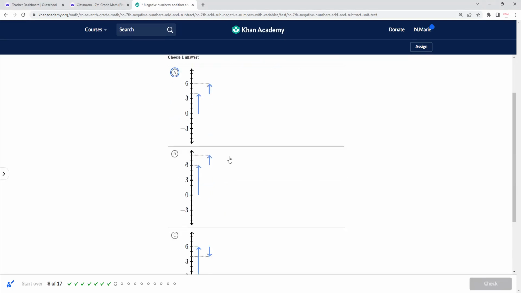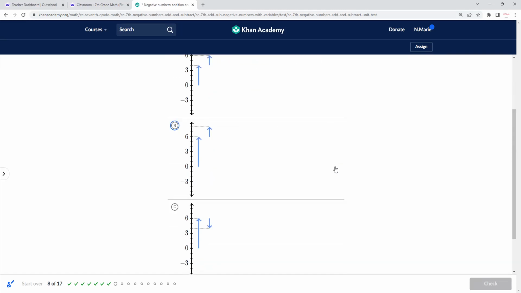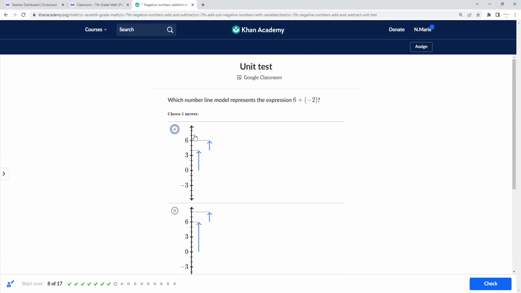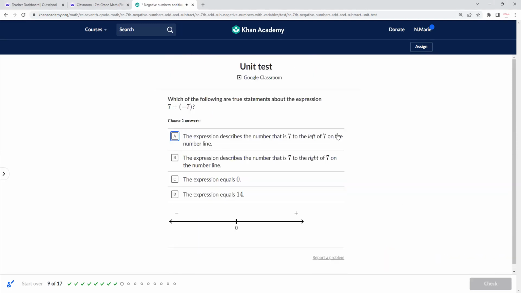This is teaching you how to use the number line, 6 plus -2. So you're going to start at the 6 and you're going to add -2, which means you're going down. You're not going up. You are decreasing the value, not increasing. Which of the following statements are true about the expression?